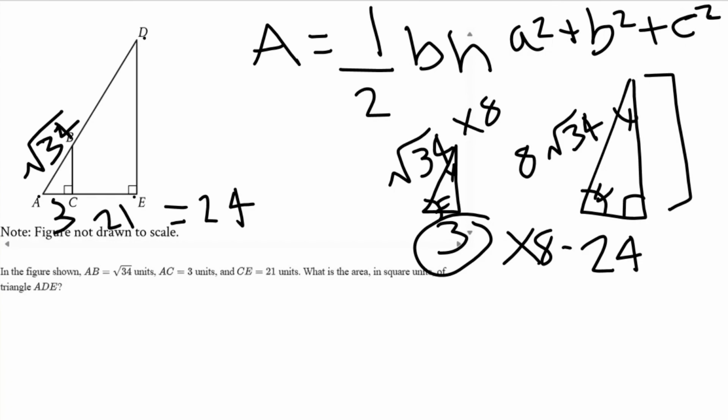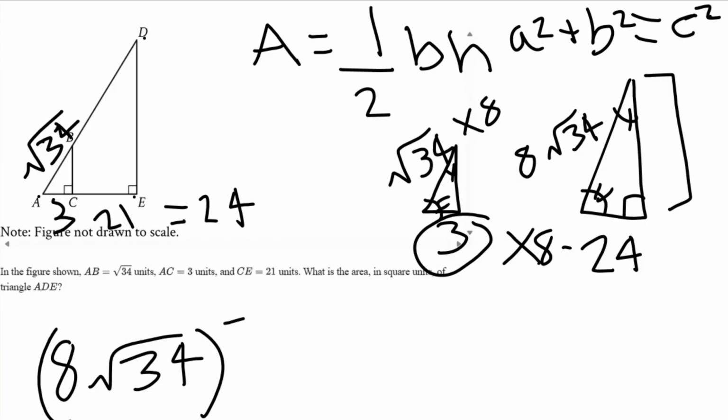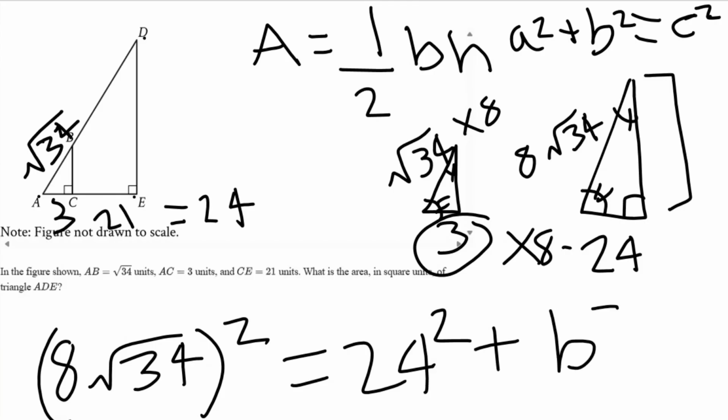So C is going to be, whoops, I just realized that I had a mistake over there. This is supposed to be an equal sign. C is going to be 8 times the square root of 34. So 8 times the square root of 34, squared, equals 24 squared. We'll call that your A. It could also be your B, it doesn't matter. Plus B squared. And then you solve for B using that. So this is when you pull out your calculator and multiply this out.